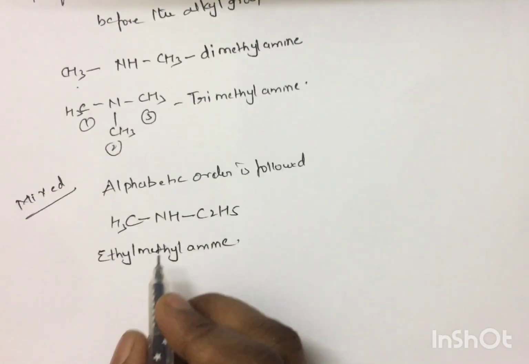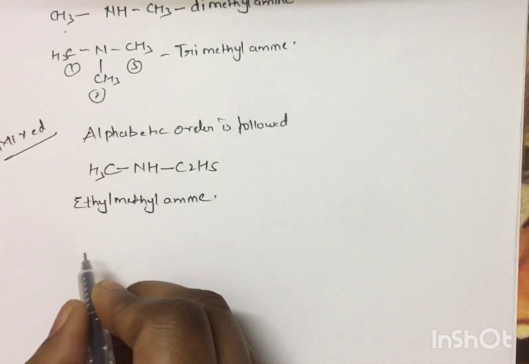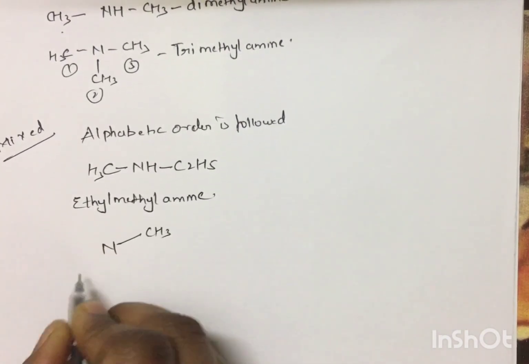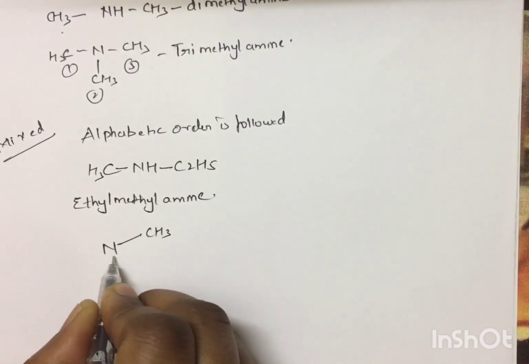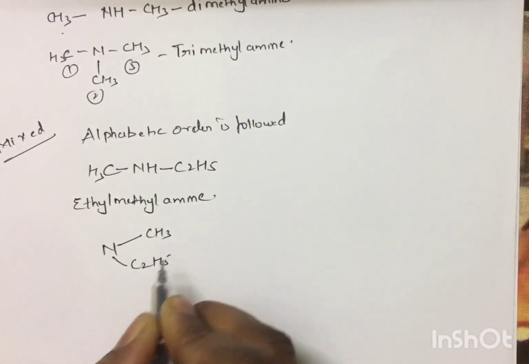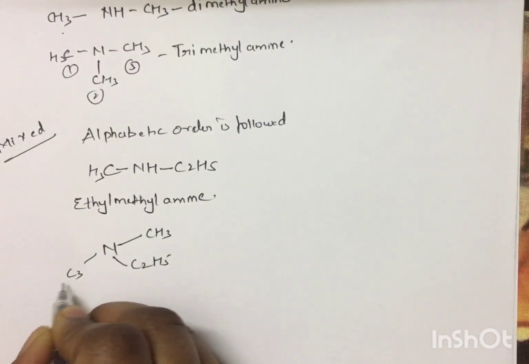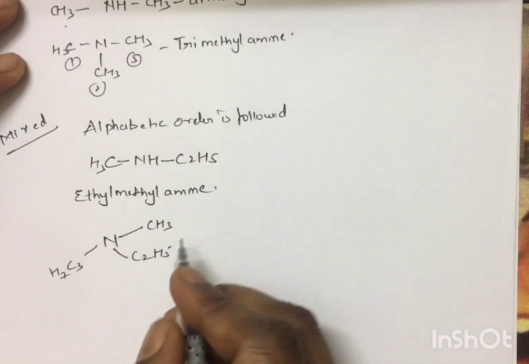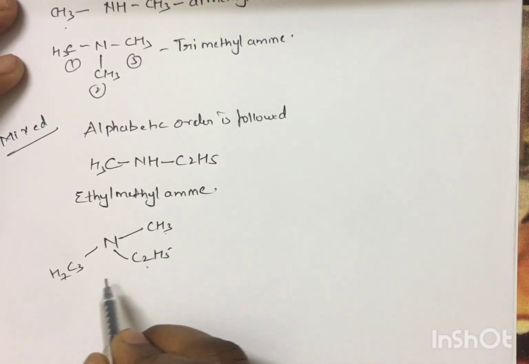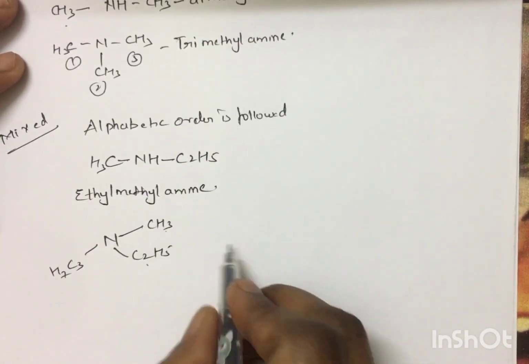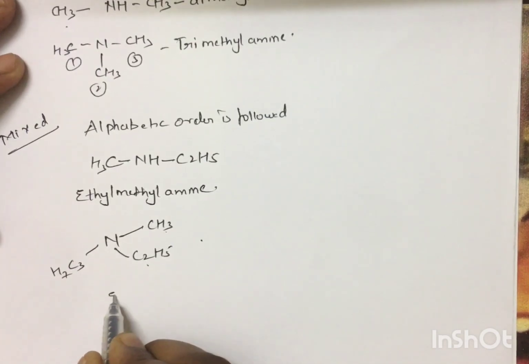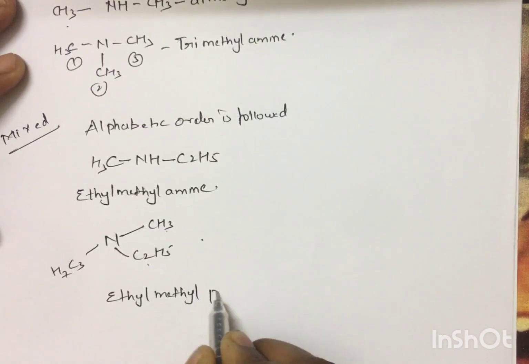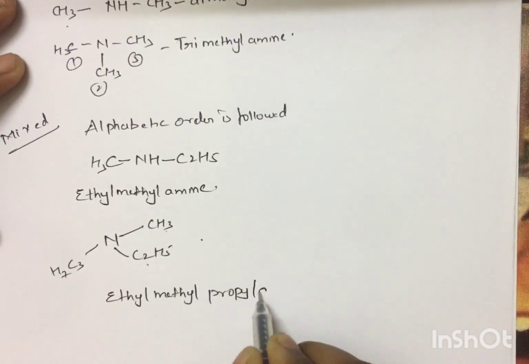Let us take one more example, a mixed tertiary amine. One methyl group is present, one ethyl group is present, and one propyl group is present, C3H7. How should we name this compound? This is methyl, this is ethyl, and this is propyl. In alphabetic order, E comes first. So, its name is written as ethyl methyl propyl amine.